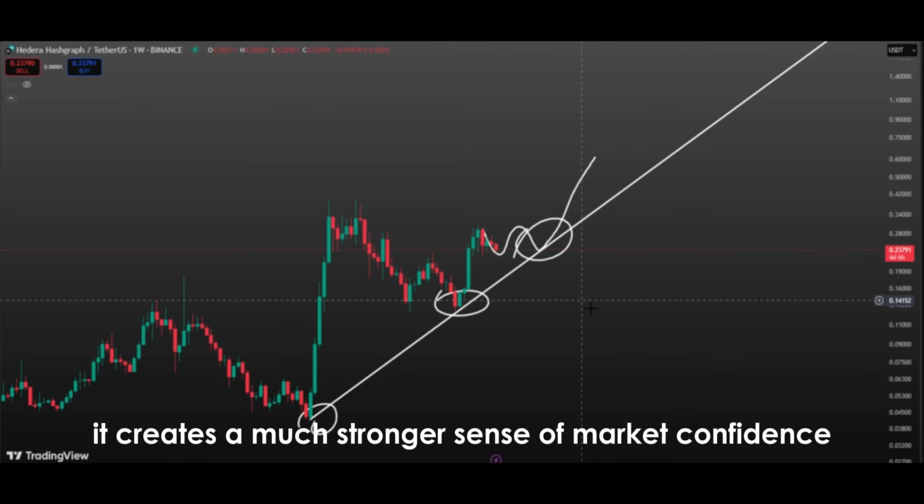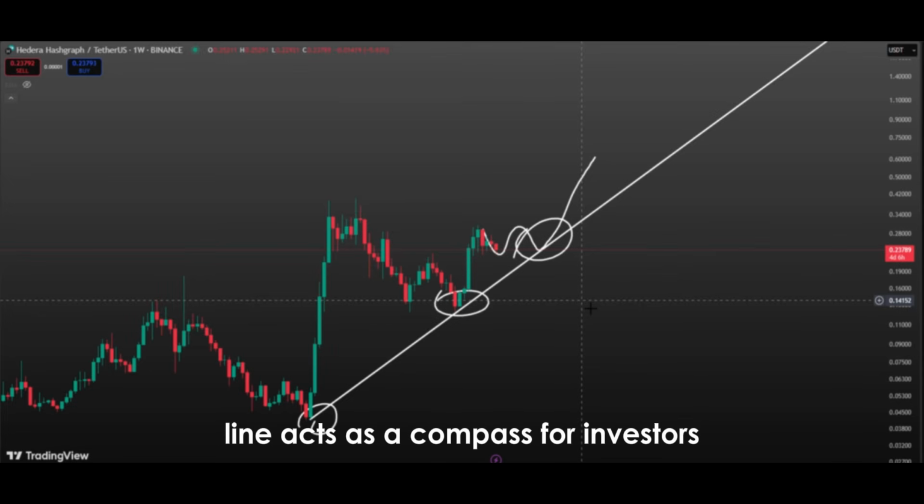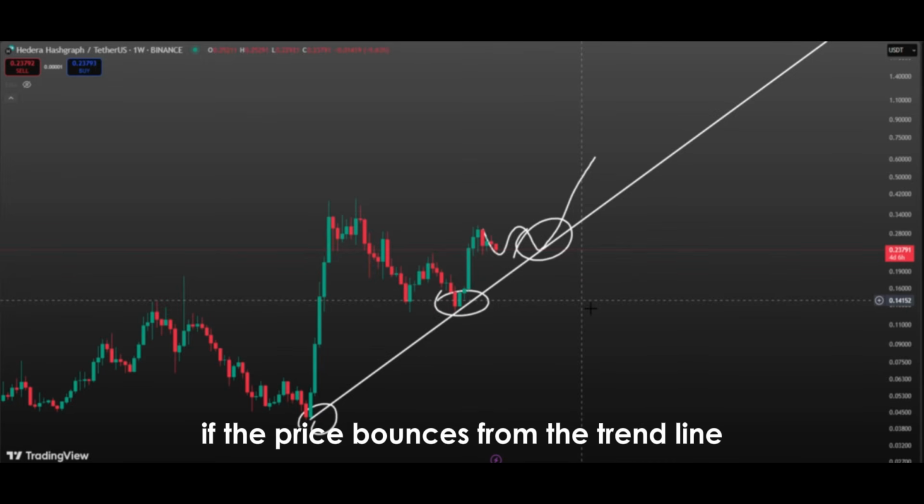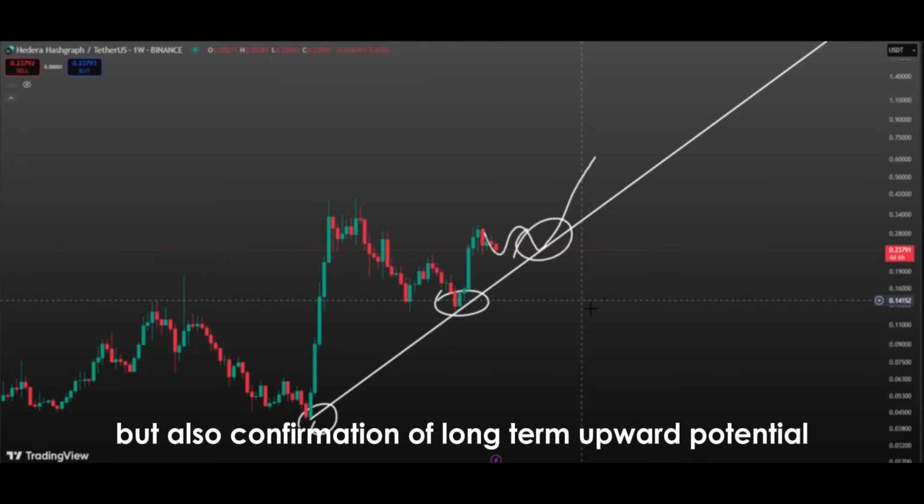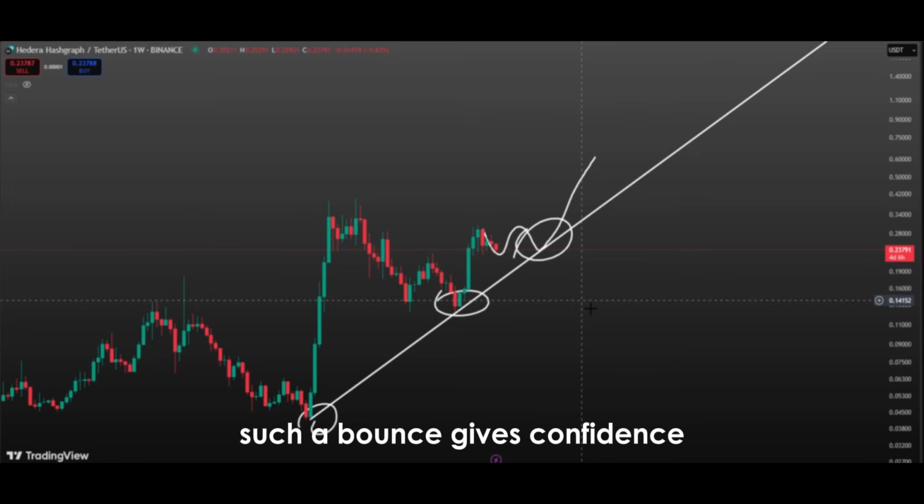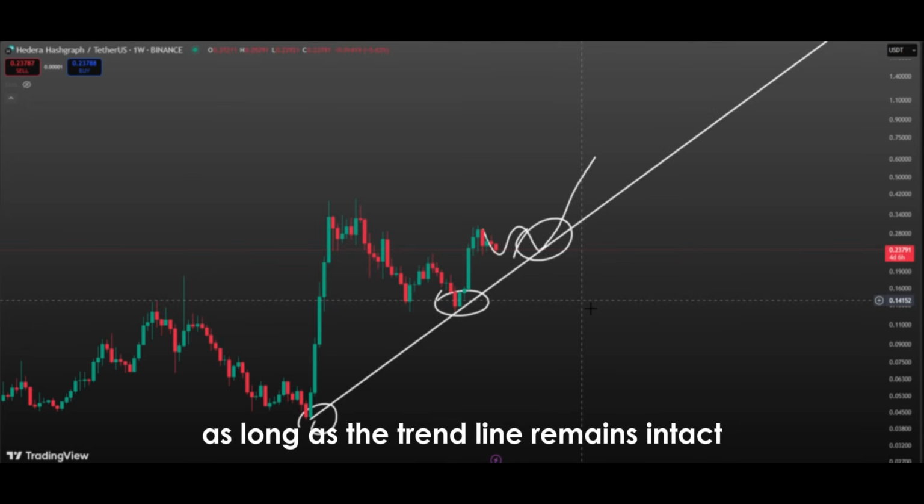sense of market confidence. Another important point is that the ascending trend line acts as a compass for investors. A bounce from this line shows that the market still has strong upward conviction. If the price bounces from the trend line and moves upward, this is not only a technical reaction, but also confirmation of long-term upward potential. Such a bounce gives confidence not only to short-term investors, but also to large institutional players and long-term funds. As long as the trend line remains intact, the upward scenario remains valid.